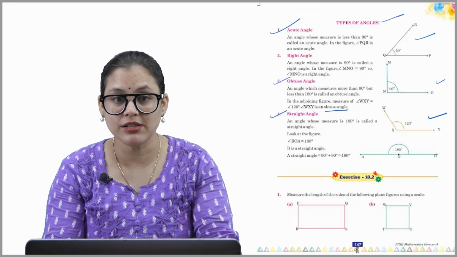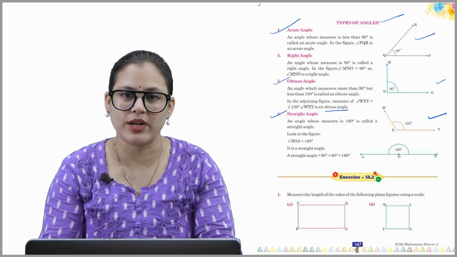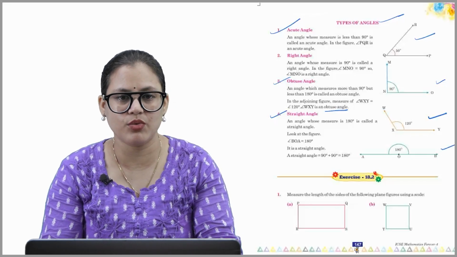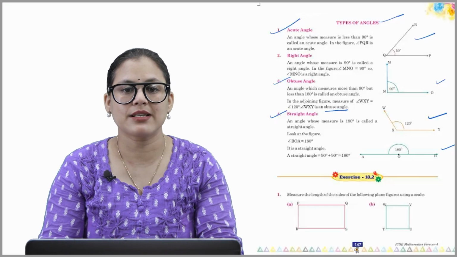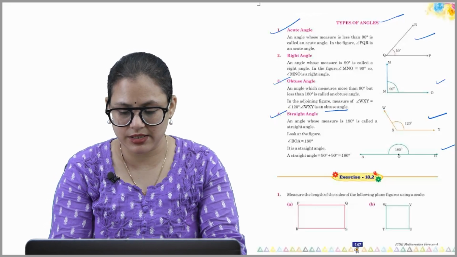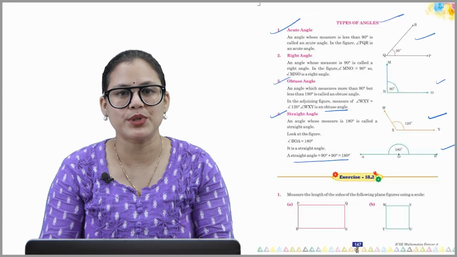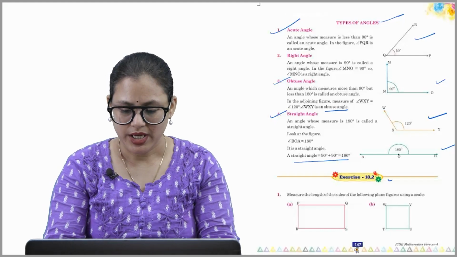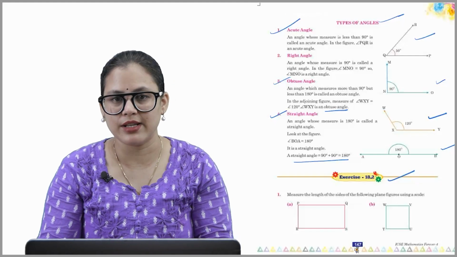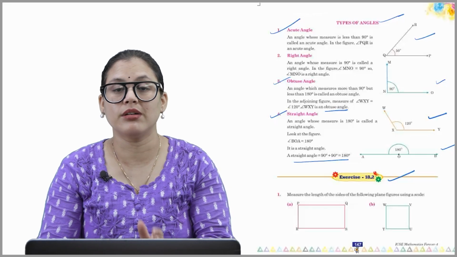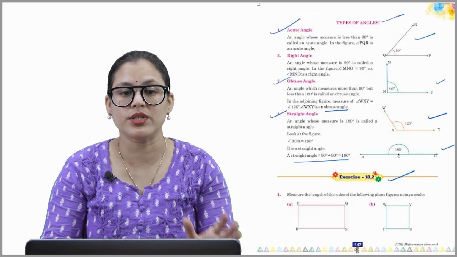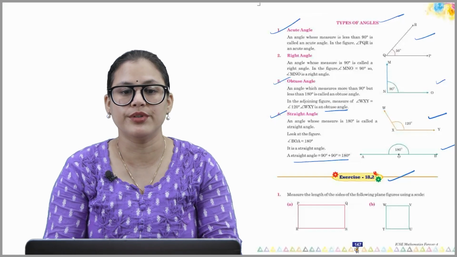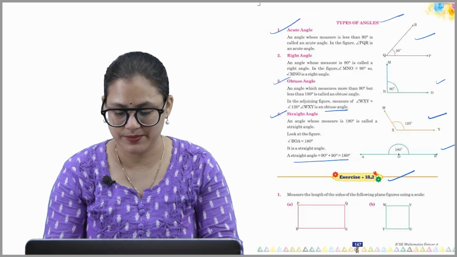Number 4, straight angle. An angle whose measure is 180 degrees is called a straight angle. Look at this figure, angle BOA is equal to 180 degrees. It is a straight line and a straight angle is equal to 90 plus 90 equals 180 degrees, okay. Exercise 18.2. Measure the length of the sides of the following plane figures using a scale. Okay, students, you have to use the scale and then measure the length of each side and write it over here, right?